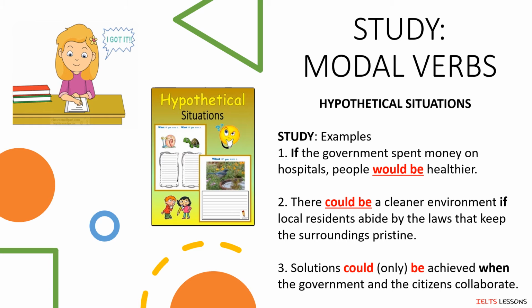So as you notice here, we use the conjunction if, and paired with would be. Also here we use if and could be. And in the third sentence we use could be, and we use the conjunction when. So when we want to make hypothetical situations, we can combine the conjunctions if and when and pair them with modal verbs would be or could be. Then we can make sentences and write hypothetical situations.